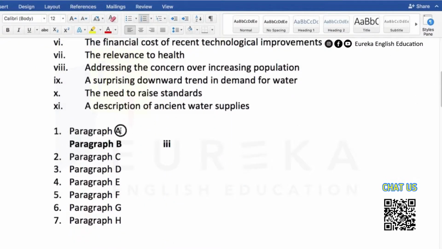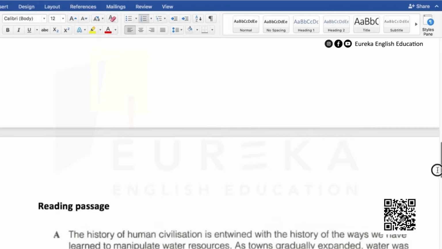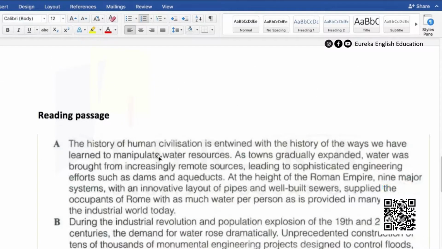Let's start with question number 1, paragraph A. As I mentioned, let's go straight to the paragraph. You need to find the main idea or main point of that paragraph, and usually it comes in the first sentence. So: the history of human civilization is entwined with the history of the ways we have learned to manipulate water sources, and strongly expanded water use from increasingly more sources.